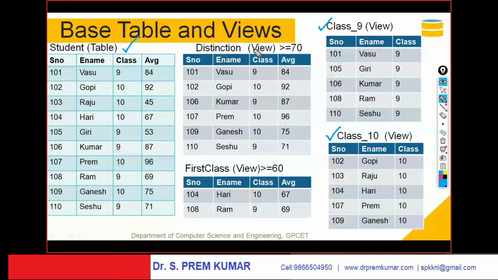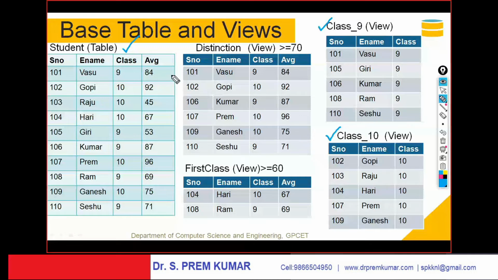Example, I want to see only distinction students. Distinction students are those students who are greater than 70. See here, this view is created. Vasu, 84. You are getting the details of Vasu, average is 84. You are getting the details of Gopi.